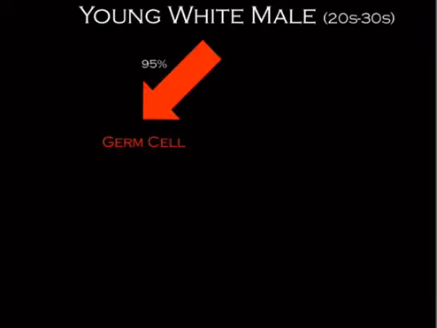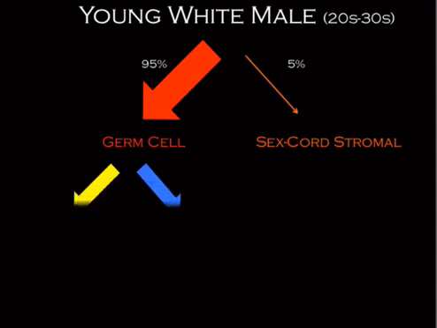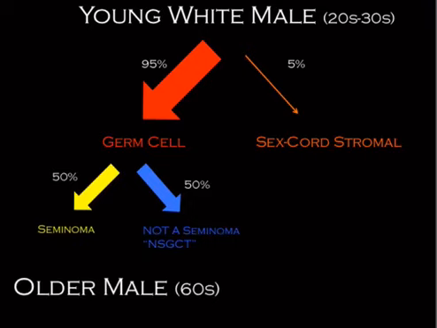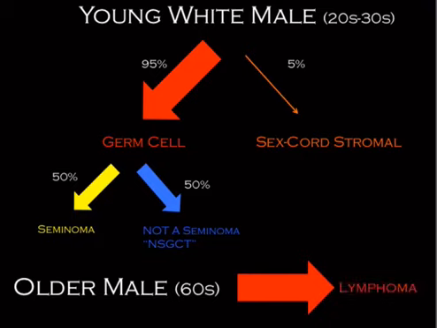We've got a young man, 20s and 30s, with an intratesticular mass. 95% of these are going to be germ cell tumors. 5% are going to be sex cord stromal tumors, and we're not even going to talk about those. The germ cell tumors basically come in two categories. They're either seminomas or they're not, and that's about 50-50. And for older patients, and by older I mean 60s and 70s, you see a mass in the testicle, that's a lymphoma.